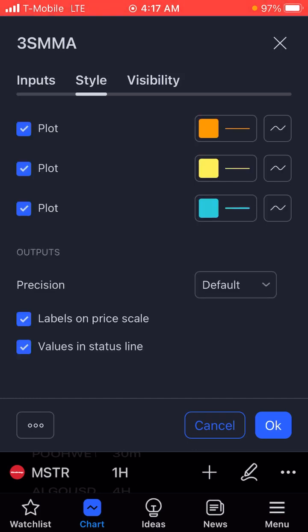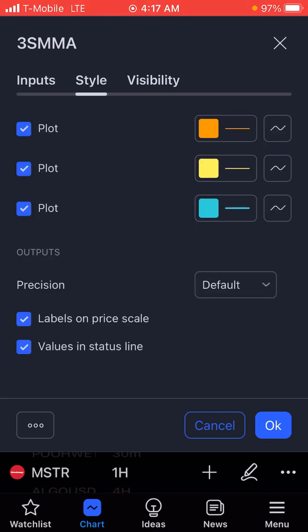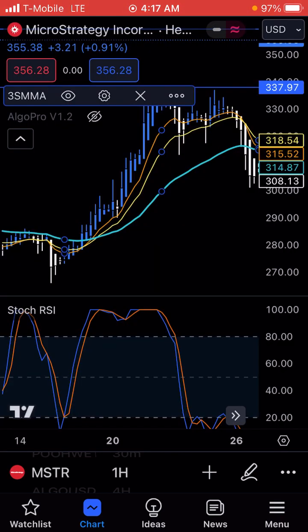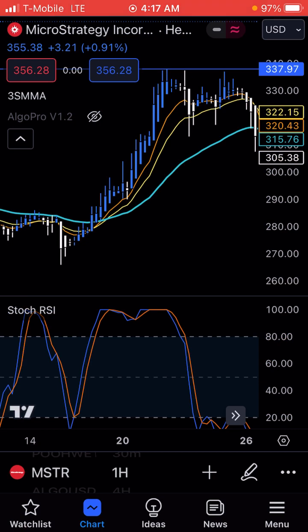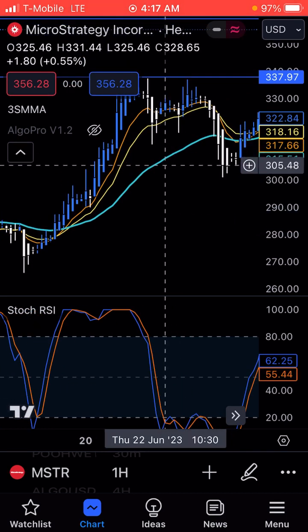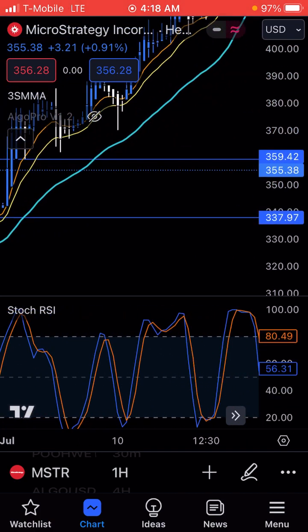You want to go to your style, and make the colors stand out. The 20 especially you want to really stand out in color, because the 20 acts as, I'll go into it, but the point of these moving averages is not to make any trades based off of the moving averages. The whole point of the 5, the 8, and the 20 is to see what the overall direction is doing, and you can see it real clear. You see that my 20 is this light color right here. It really stands out.